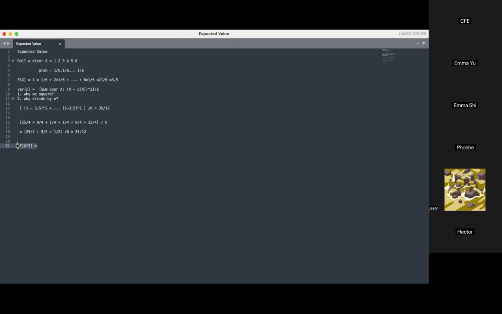So then what is E[X squared]? It is the average value of X squared, right? Then how do we calculate the average value of X squared? We just find each value of X squared and multiply it by its corresponding probability. Do you agree with that? Okay, so then give me the expression.